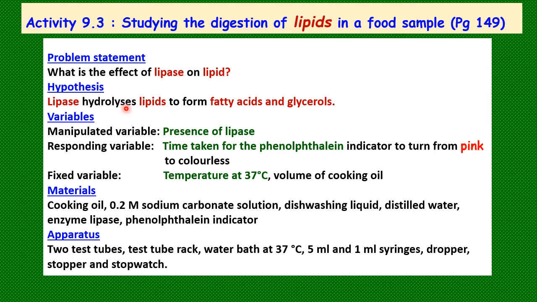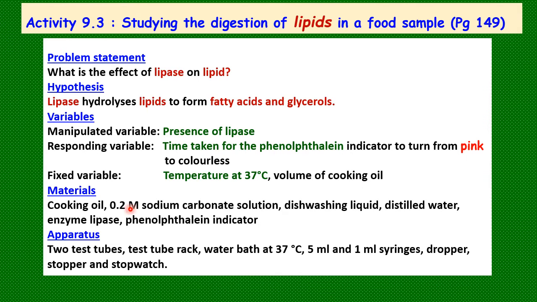So lipase hydrolyzes lipids into fatty acids and glycerol, right? Our manipulated variable is the presence of lipase, the responding variable is the time taken for the phenolphthalein indicator to turn from pink to colorless, and the fixed variables are the temperature of the water bath, again at 37 degrees Celsius, and the volume of cooking oil used. Okay, so cooking oil is the source of our lipids.